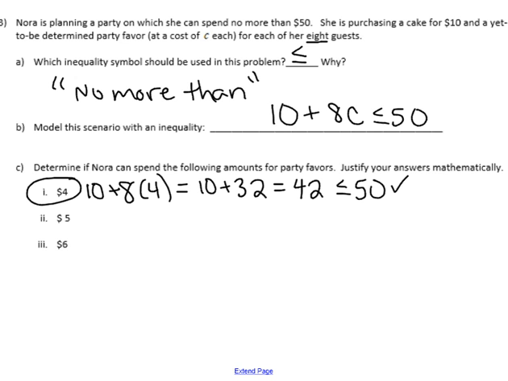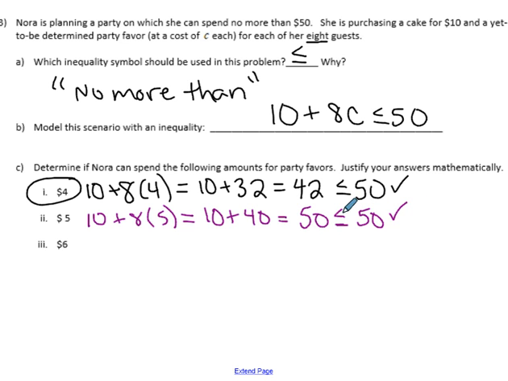So let's try this again with 5. So 10 plus 8 times 5. Is that going to be less than or equal to 50? Well, this would be 10 plus 8 times 5 is 40, and that's exactly 50. And is 50 less than or equal to 50? Well, yes, of course it is. It is the or equal to part.